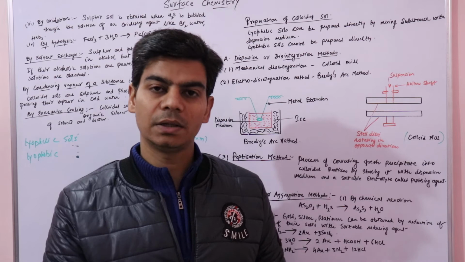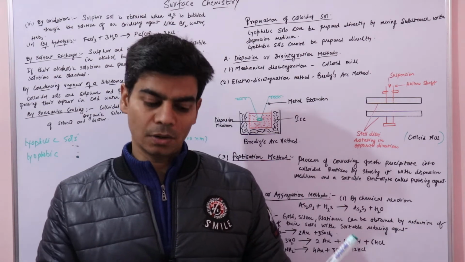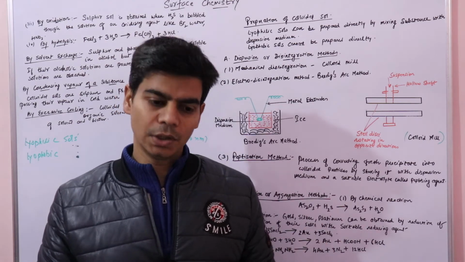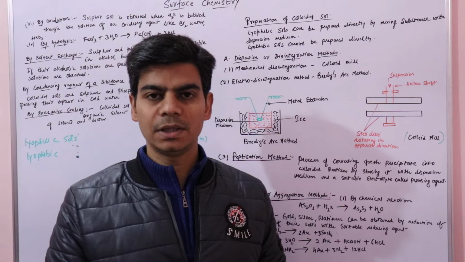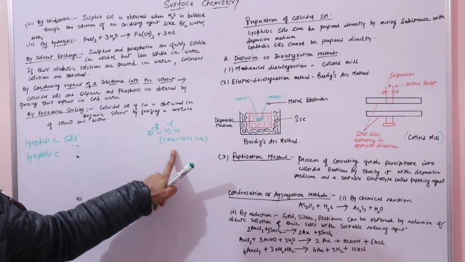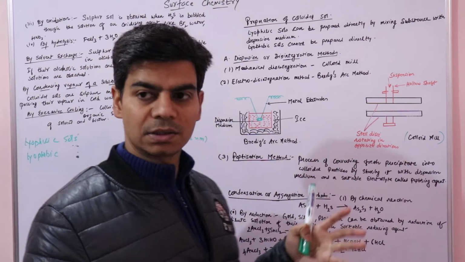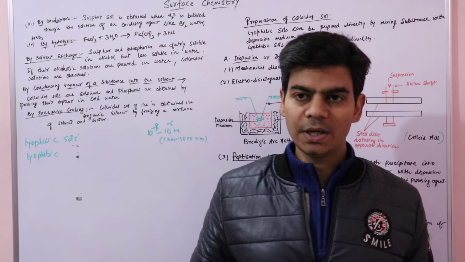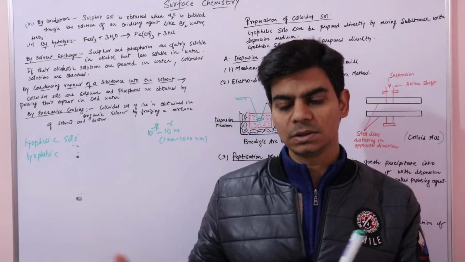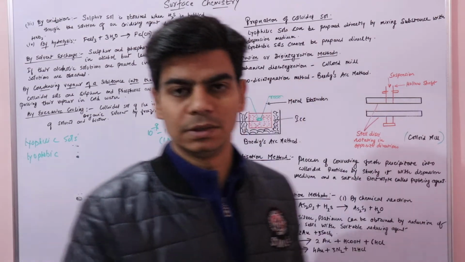The particles are either bigger, like that of suspensions, or they are smaller. So when the particles are bigger, we need to disintegrate or break them into smaller particles so that they fall in this range of colloidal size particles. And when the particle sizes are smaller, the smaller particles need to associate or aggregate to form particles of colloidal range, right?